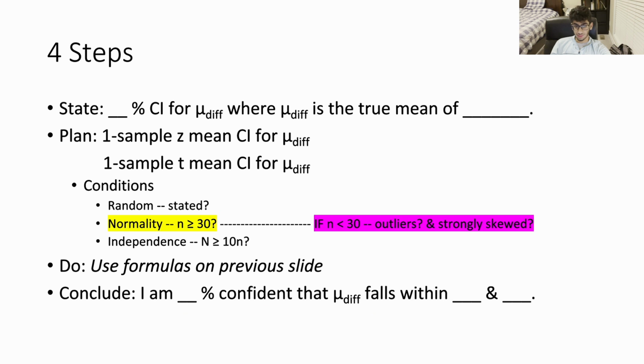For state, it's really the exact same thing. The only kicker here is that it's going to be a one sample, because it's all being condensed into one set of differences. So it's a one sample z or t, most likely t. Conditions are the same as for mean, and the formula is this. And just conclude like you always do.